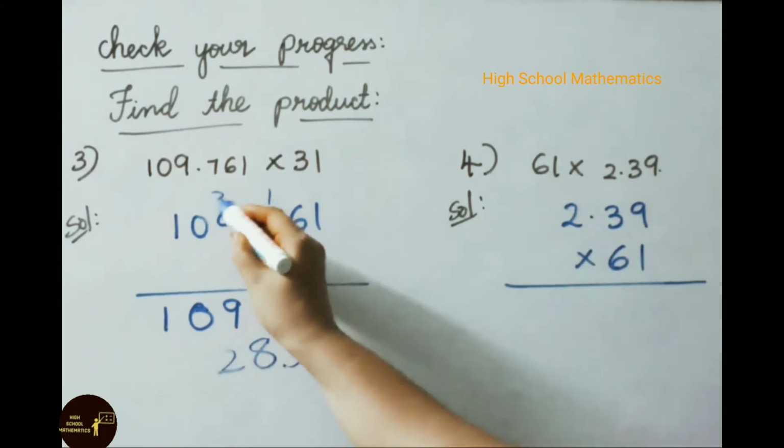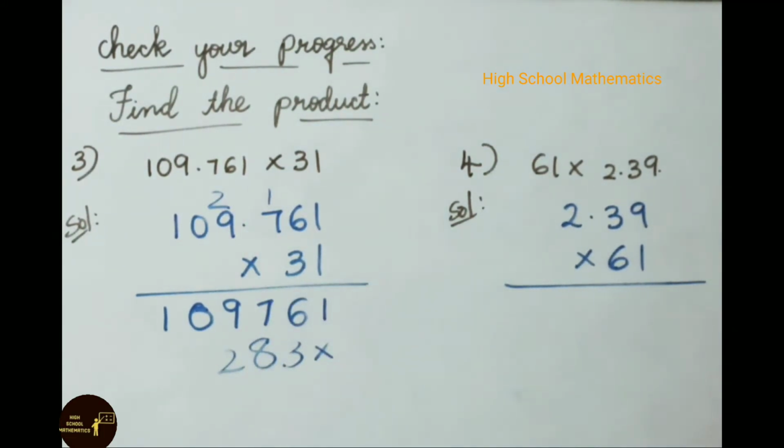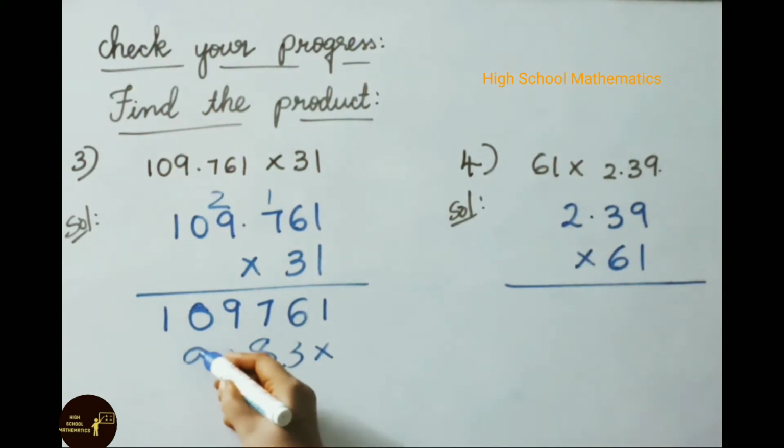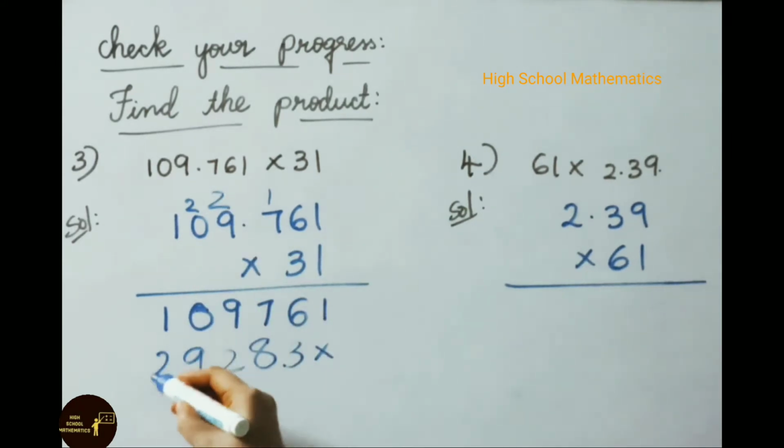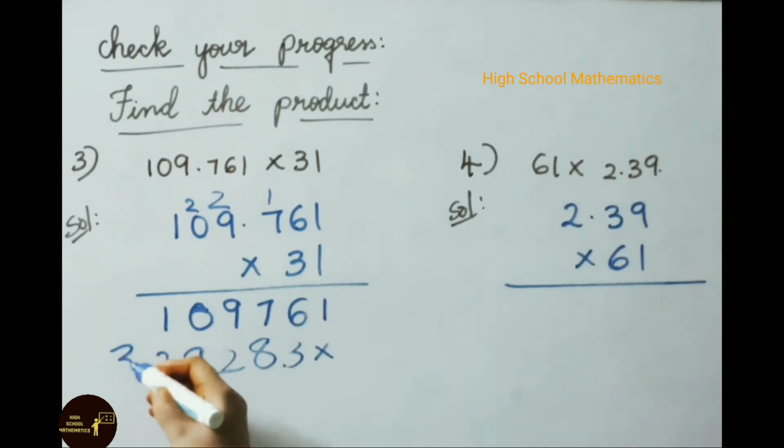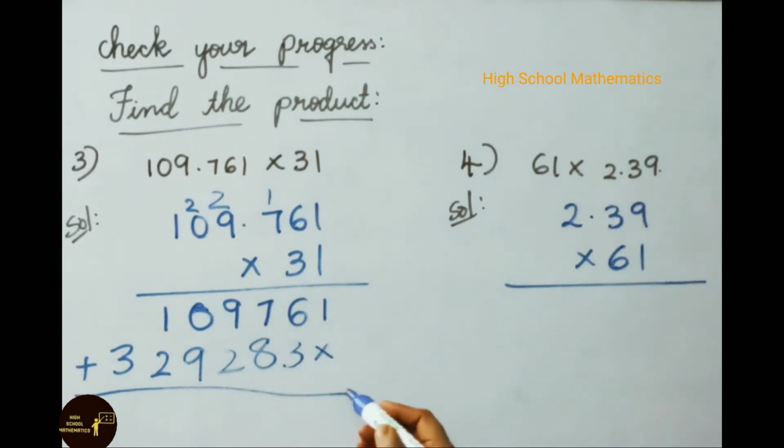So 2 carry 2. 3 9s are 27 plus 2, 29. So 9 carry 2. 3 zeros are 0. 0 plus 2, 2. 3 ones are 3. Now let us do addition here.